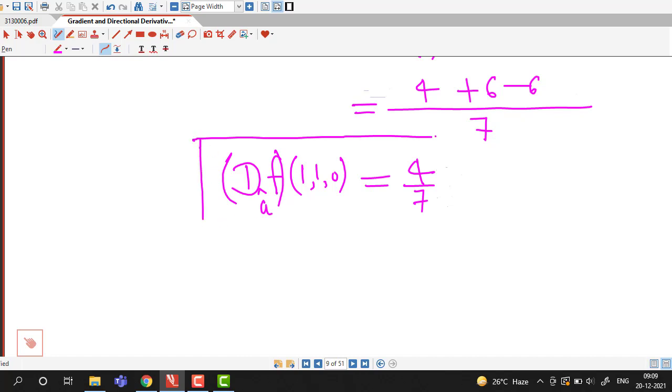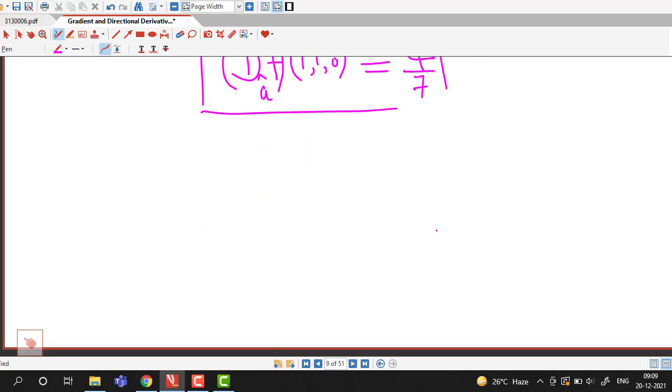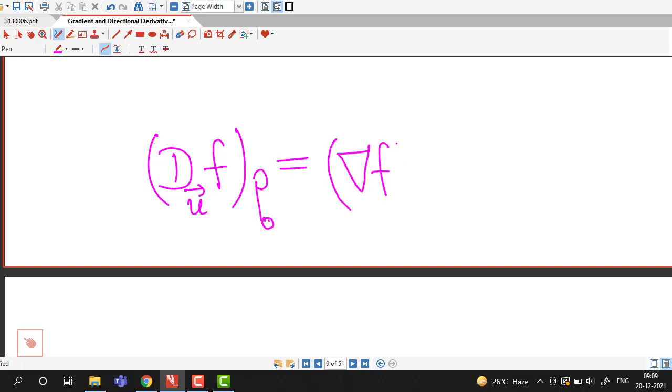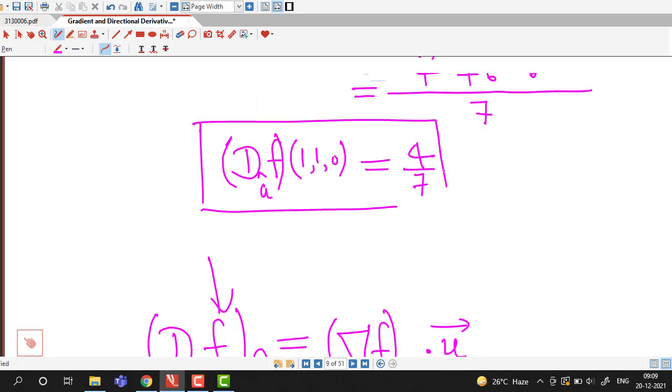So in this way we can compute directional derivatives easily. We just have to remember this formula: the directional derivative of a scalar function at point p0 in the direction of a unit vector is the dot product of the gradient of this scalar function at the given point with this unit vector. So the directional derivative is nothing but the dot product of the gradient vector and the unit vector in whose direction we have to calculate the directional derivative.